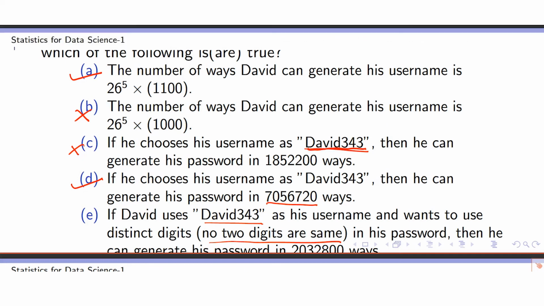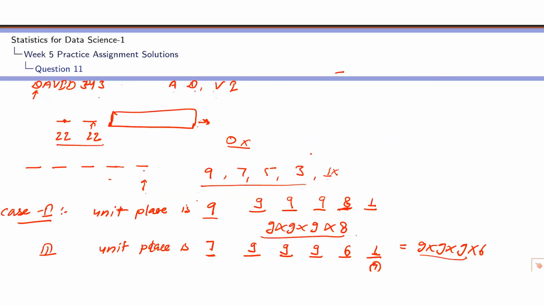So in this case what will happen? Once the unit place we are choosing as a 9, the second place can be filled by any of the 8 digits, and for this place, because we are not to repeat the digits, it has only 7 choices now, and the second last will have 6 choices because no digits should be repeated, and the last digit has only 5 choices. So that will be your 5 into 6 into 7 into 8 into 1 base. Similar reasoning will go for all the cases.